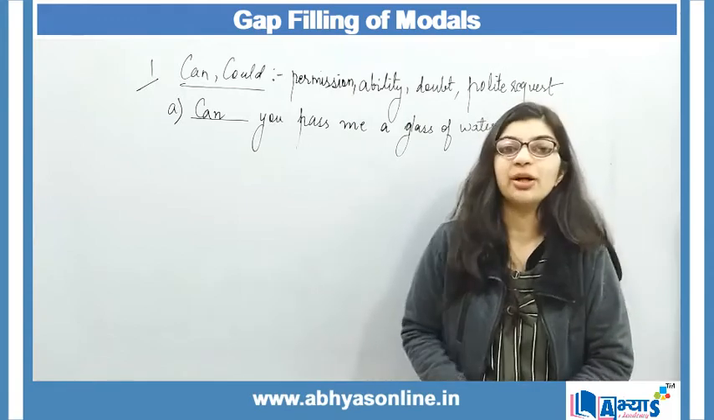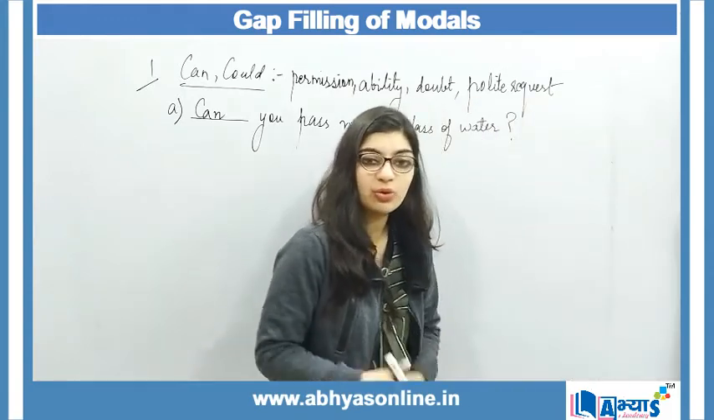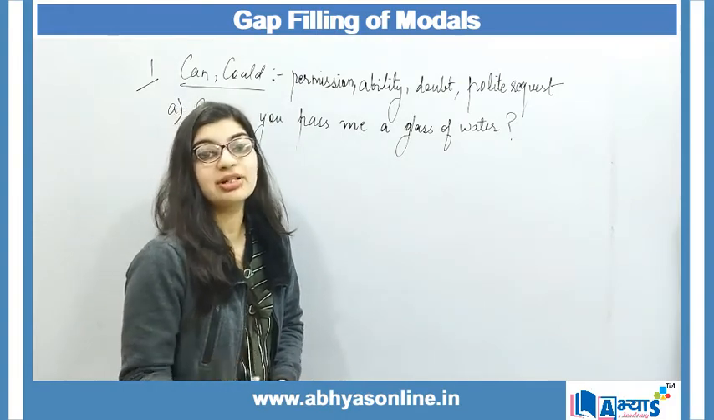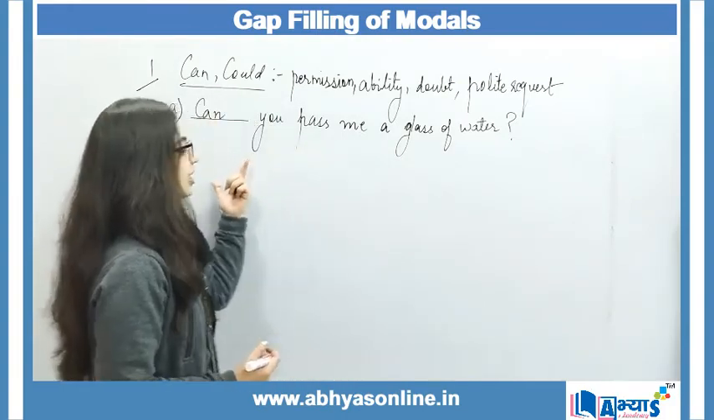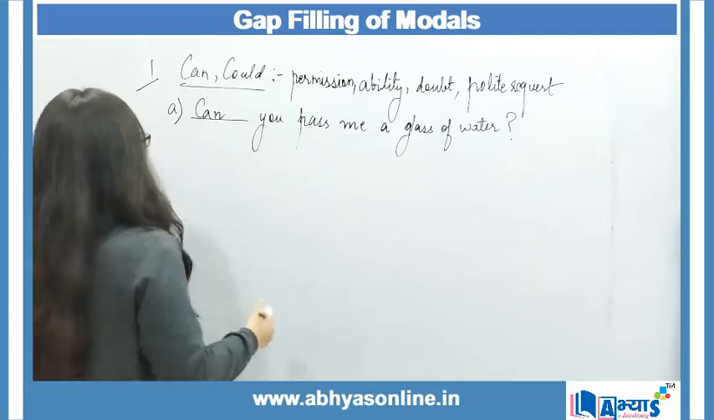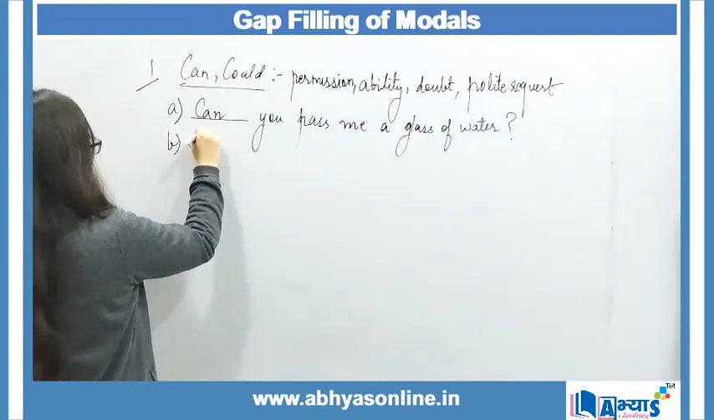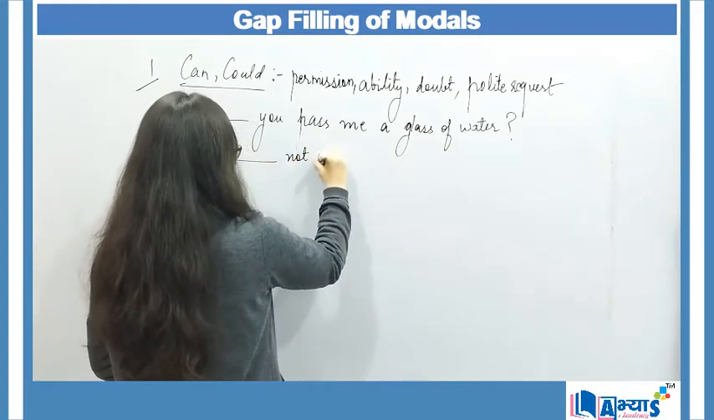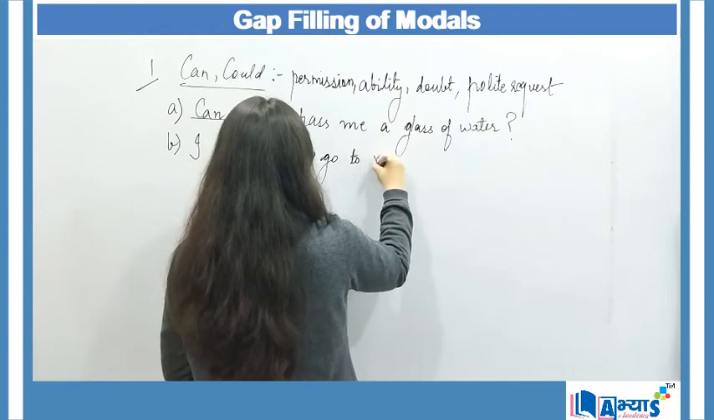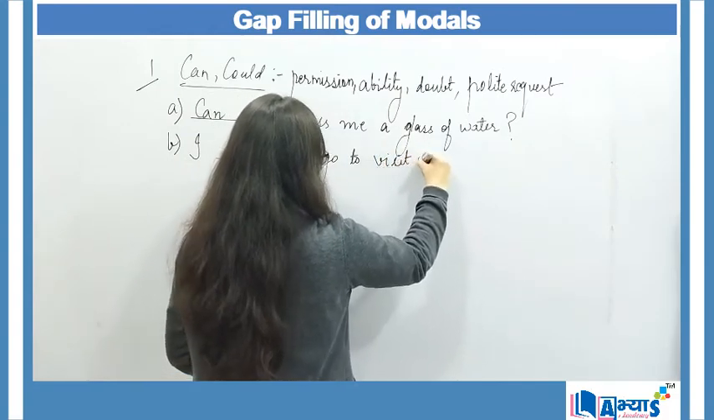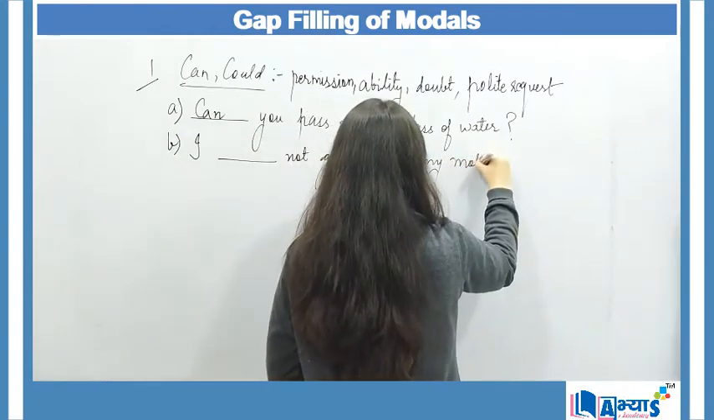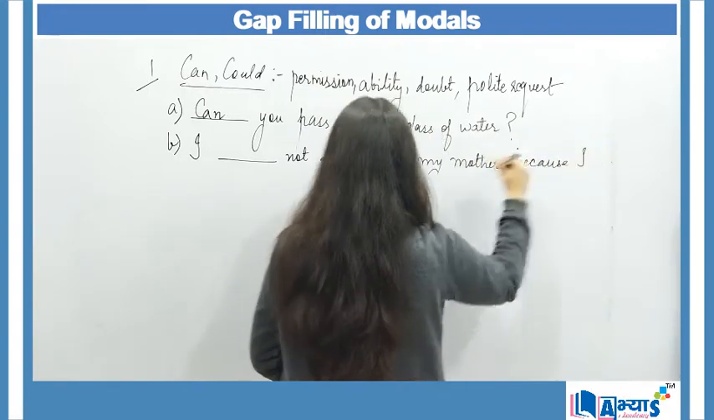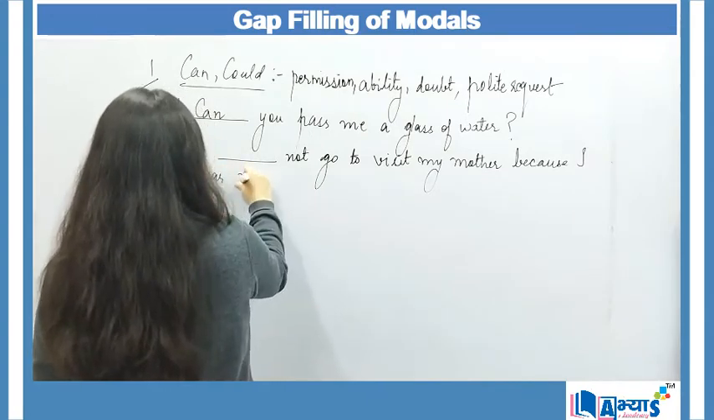So again, for making a polite request, when you want something and you know that definitely that person will give you, then in that case we make use of can. Another example can be: I dash not go to visit my mother because I was not well.